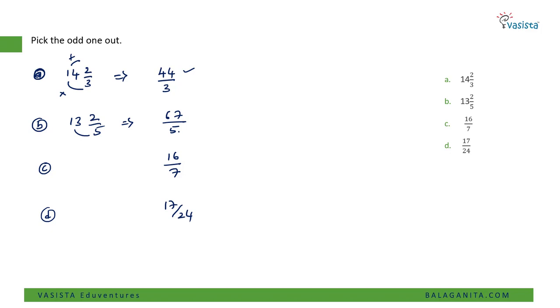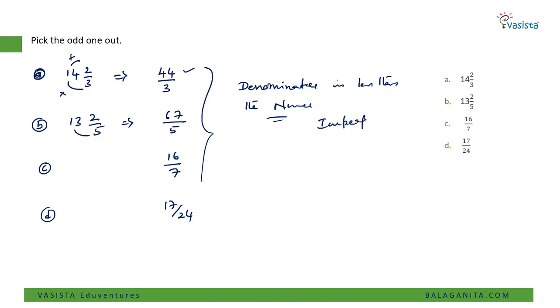Now observe here the numerator, so 44, denominator is 3, right? So 67 and by 5, right? 16 by 7. Here in these 3 cases the denominator is less than the numerator. So then if the denominator is less than the numerator, then it is going to be called as what? Improper fraction, right? Improper fraction.